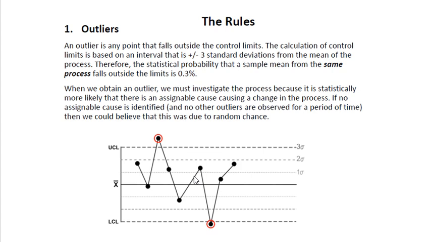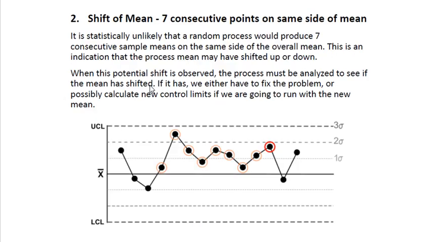The statistical probability that a sample, your data point being a sample mean from the same process, falls outside the limits is about 0.3%. Not much, but it can happen. All right, number 2.